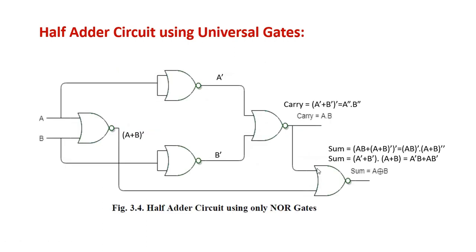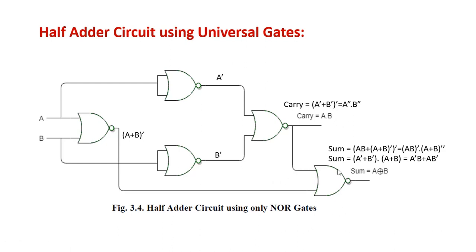Similarly for NOR gate, using only NOR gate, if we complement both the inputs of a NOR gate, we get the AND gate. So here both the inputs are complemented, so this portion is AND gate, so we are getting carry. Here we are getting A B bar, and from here AB. So AB bar and AB, and here we are using NOR.